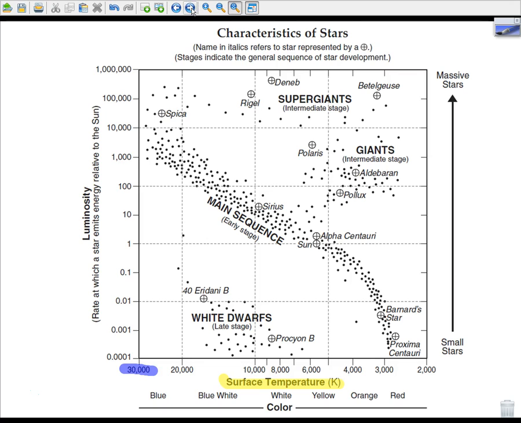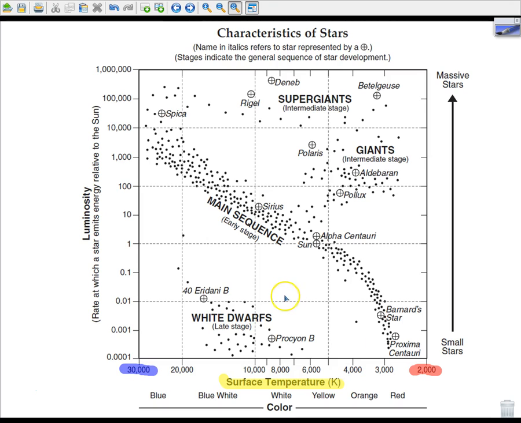At the origin, a little bit unusual, you'll see that it's 30,000 Kelvin, and as I move to the right, the temperature actually goes down. So I have 30,000, 20,000, 10,000, 8,000, 6,000, 4,000, 3,000, and finally 2,000 Kelvin.